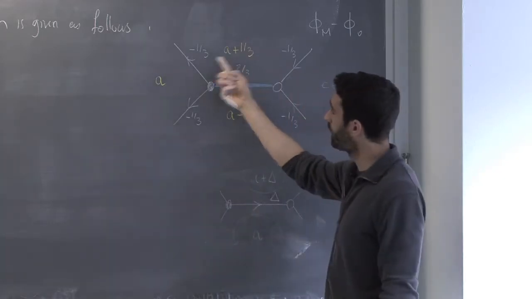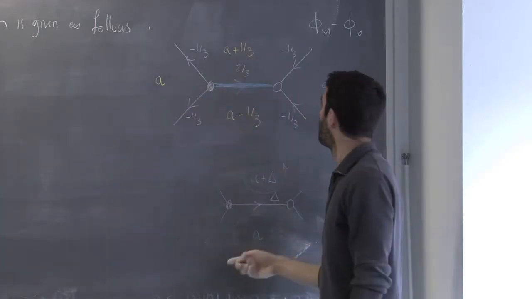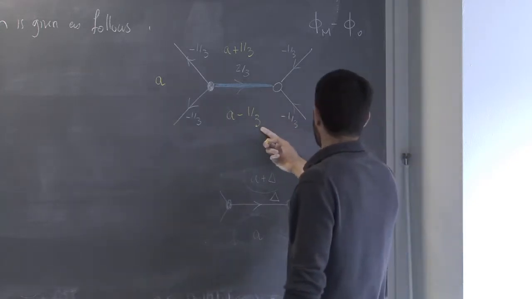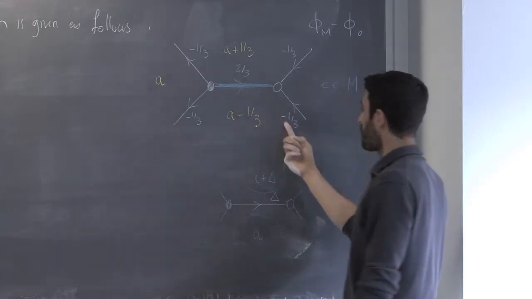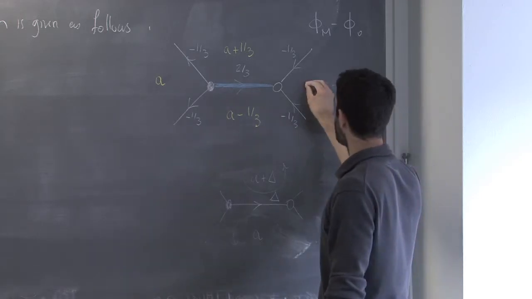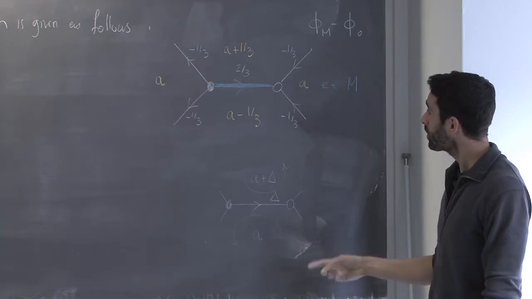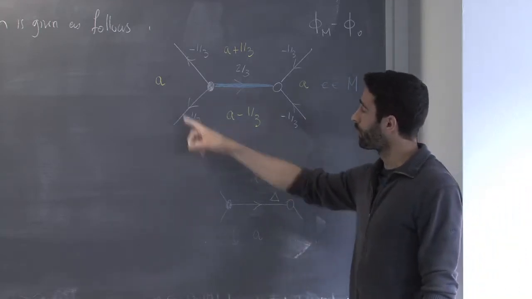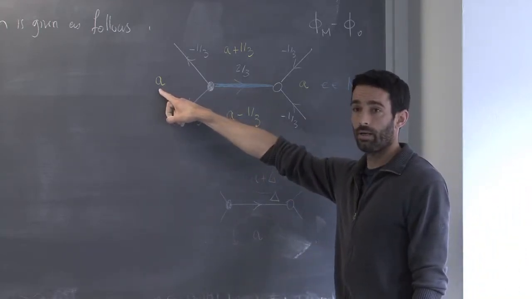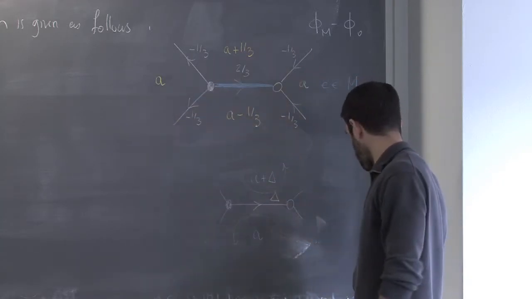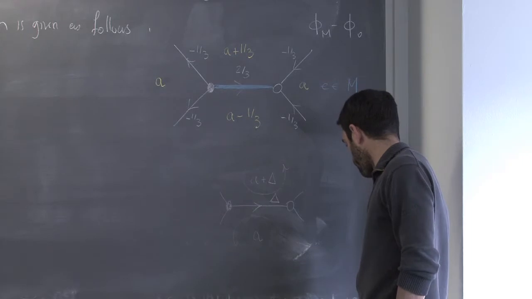And indeed it works. Here, if I go here, I have minus 1/3. And here it's the other way around. If I go here, I have to subtract minus 1/3, so I have to add 1/3 to a. And here it works as well. So I just fixed some value a on this face, and this is the way to get the value of the height function on the other faces.